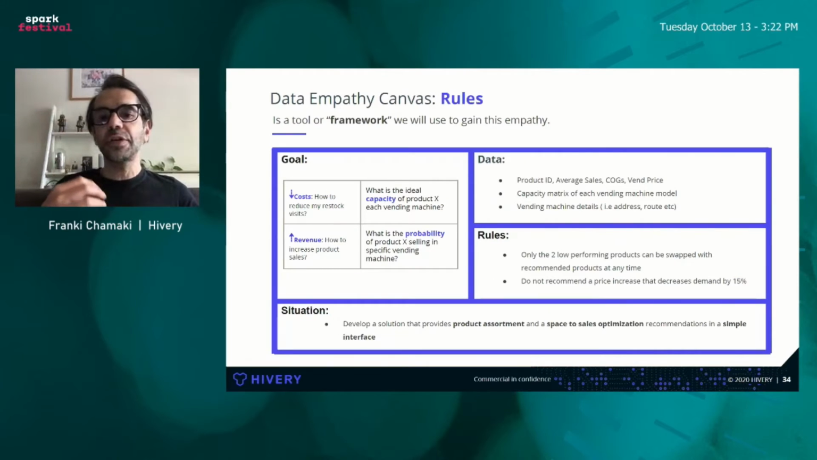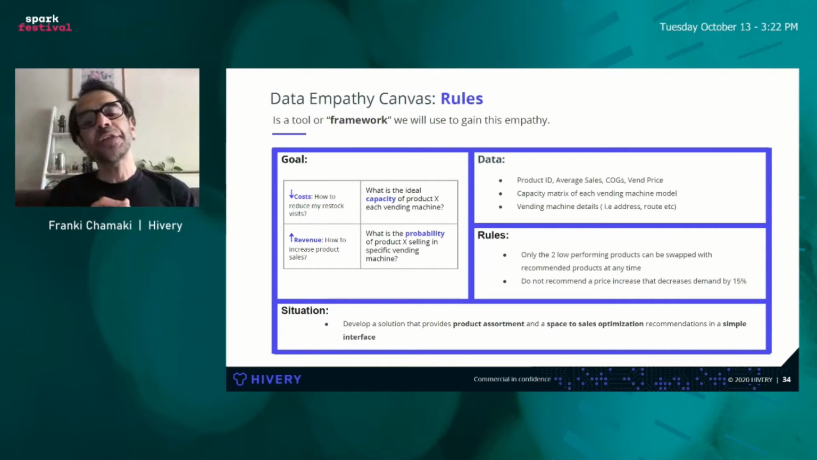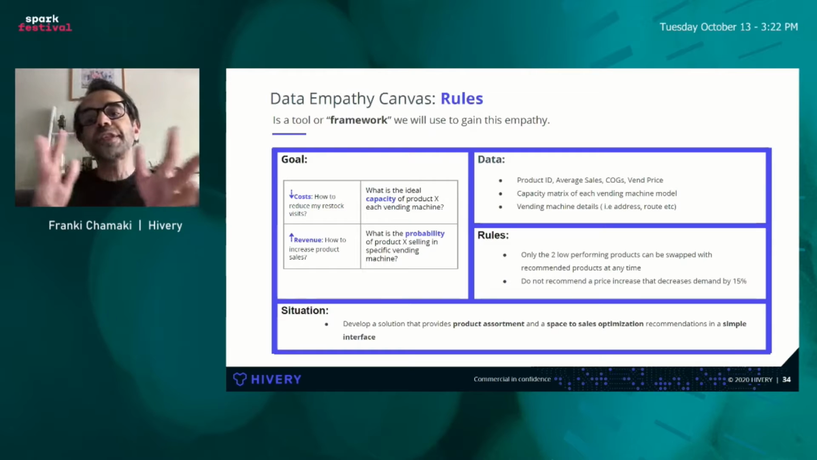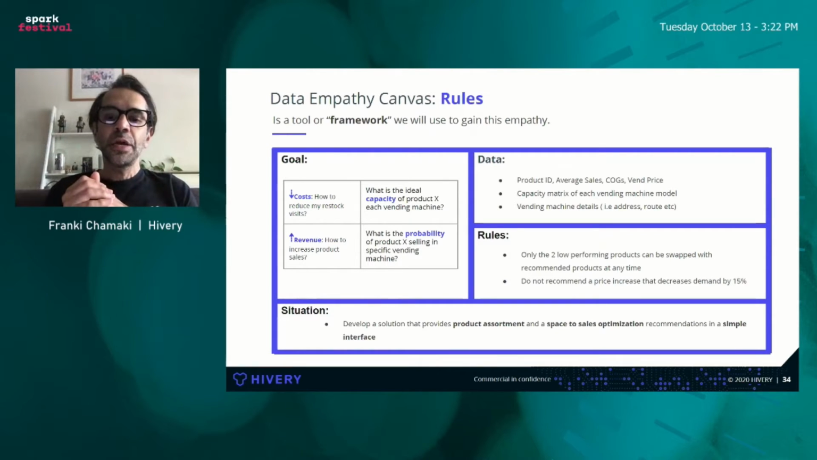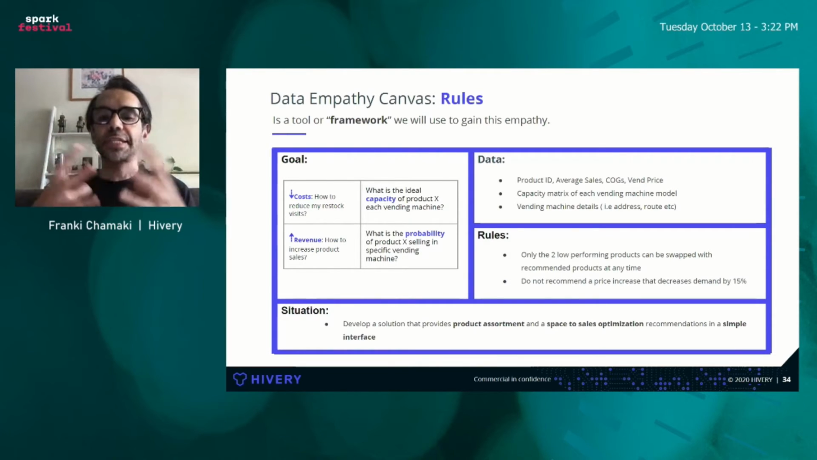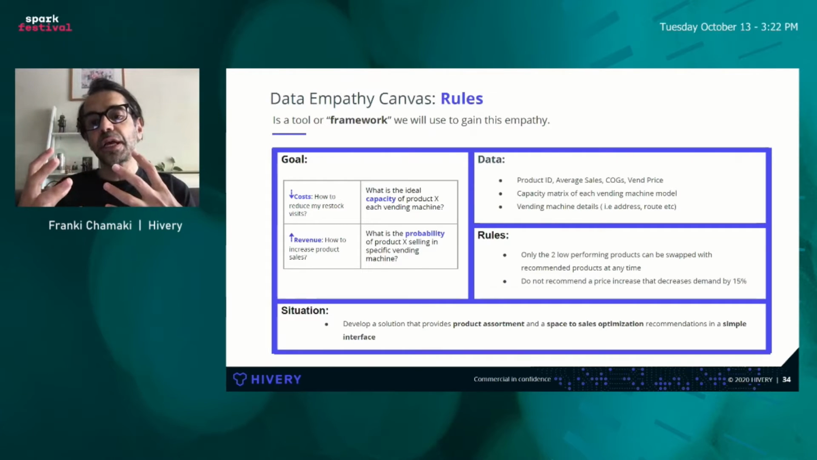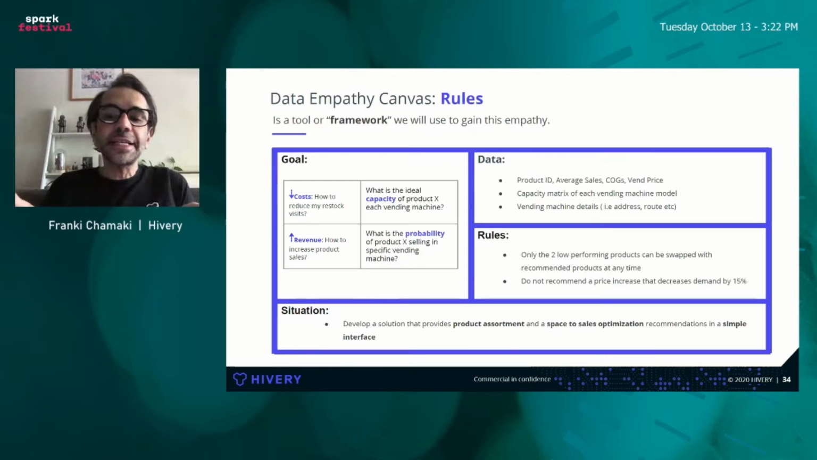In our case, we can actually do it in a one-liner, right? And so we can summarize, again, it's an iterative process. We might get back to it and say, no, that's not exactly the situation, but we definitely agree on the rules and the data sets that we need to explore, and the goal definitely is it, but the situation needs to be refined. But for the sake of our example about vending, we can say the situation can be summarized by saying: develop a solution that provides product assortment and space to sales optimization recommendation in a simple interface. So that actually says a lot.